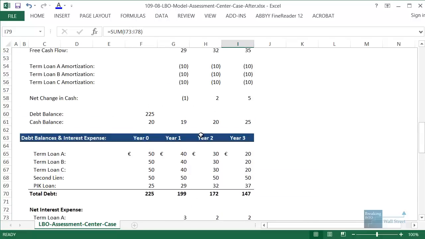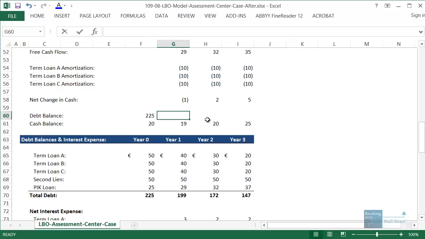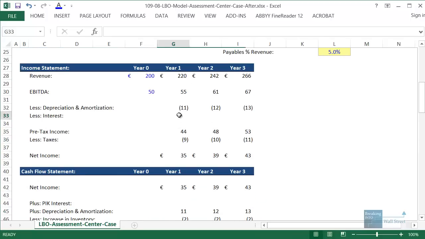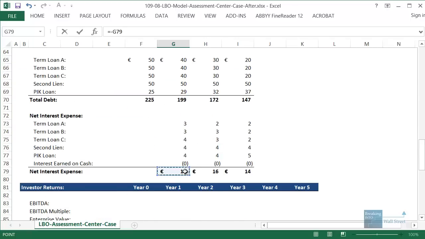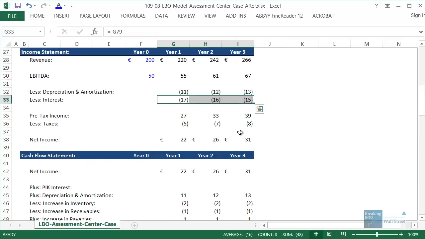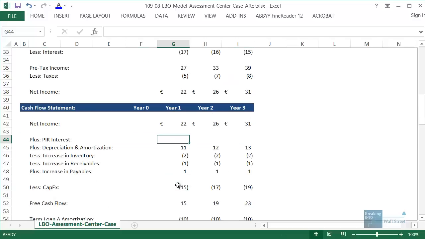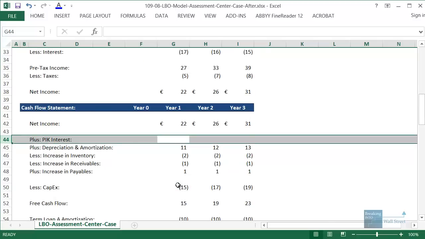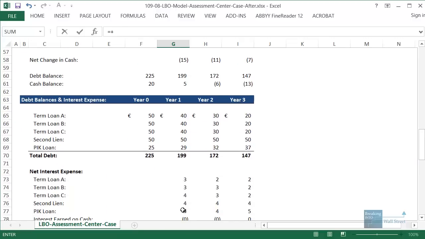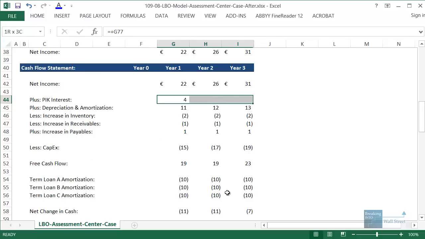And with that done, really the last step here is to just go back and link the interest expense in and make sure everything else is set. So for the interest expense on the income statement, we'll just use a negative sign here and go down and link it to our mini debt schedule at the bottom. Copy that across. And then remember that paid in kind interest is non-cash, so you add it back on the cash flow statement. To do this, we can just go down and link to our paid in kind loan interest right here. And so we have that set up and in place.